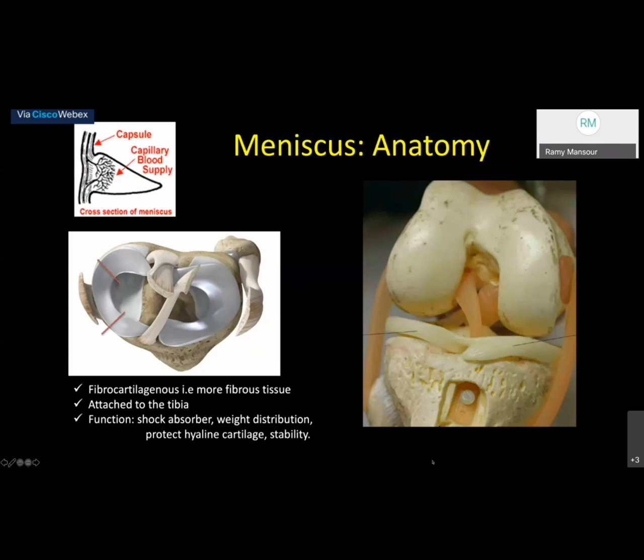It is composed of three main regions: the anterior horn, which you can see anteriorly, the body, and the posterior horn. Some authors call it anterior third, middle third, and posterior third. You can see that the blood supply is peripheral, and the rest of the menisci is avascular, and it mainly takes its nutrition from the synovial fluid. The younger the patient, the more blood supply there is, and the older the patient, the less and less blood supply there is.